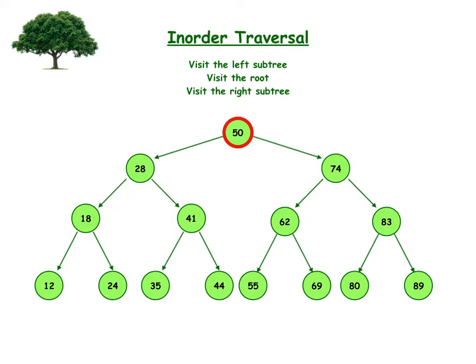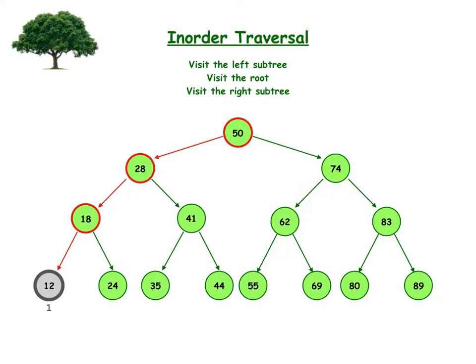So traversal says, first visit the left subtree. So that's what we're going to do. We're going to go to the left. But then before we visit 28, we need to visit 28's left subtree. Then before we do anything at 18, we need to visit 18's left subtree. Now we're at 12. 12 is a leaf. 12 has no left subtree. So now the next step is to visit the root, which in this case is 12. 12 is the root of its own subtree. So we visit 12. 12 is thus the first node that gets visited in the entire tree.